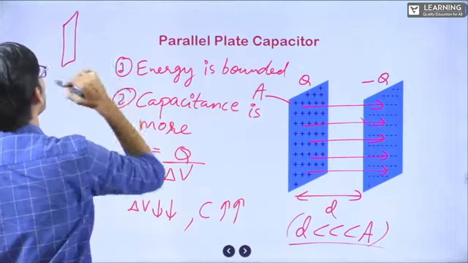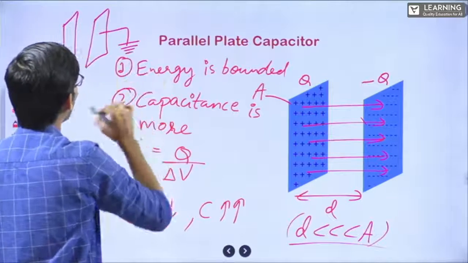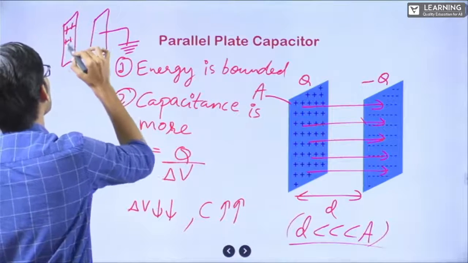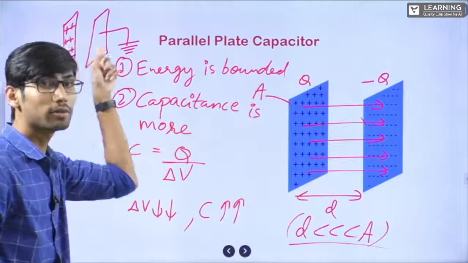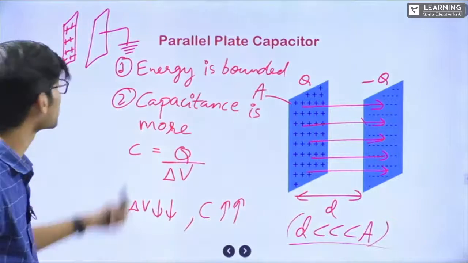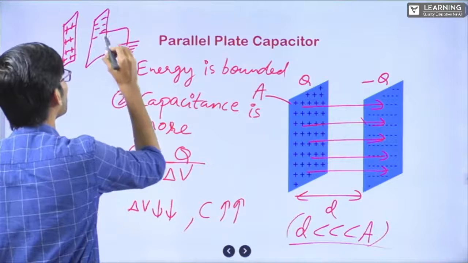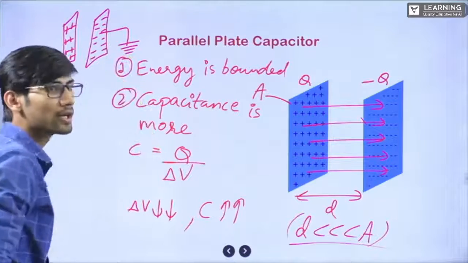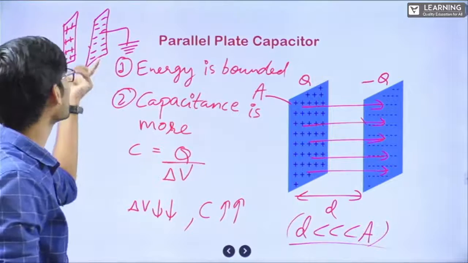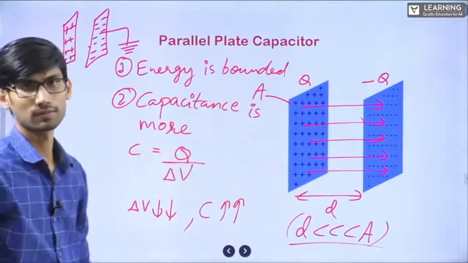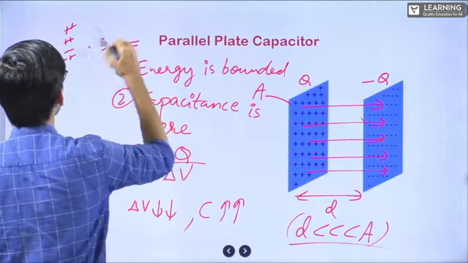Second way. Keep a plate here. Keep one more plate here. Earth this plate. And give positive charge to this plate. What will happen? When a positively charged plate will be in front of a neutral plate, negative charge will be induced here, correct? But since it is grounded, the excess positive charge will go to the earth. So this will be a permanent configuration like this, okay? I hope you got this.